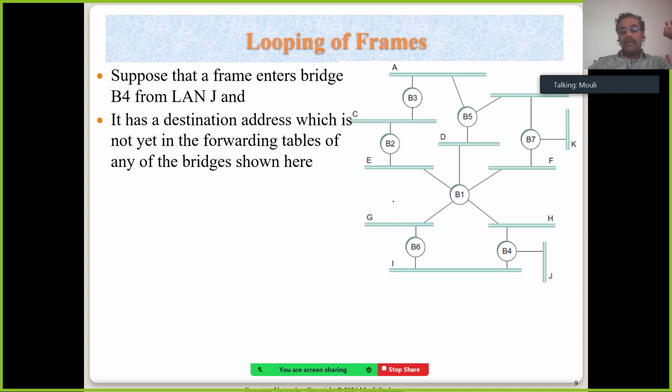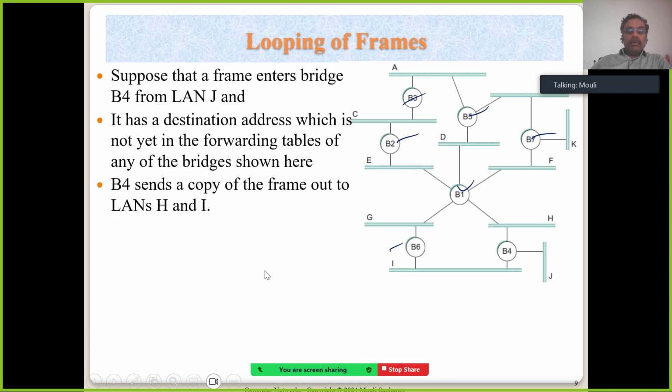None of the bridges are initialized when this LAN comes up. None of the forwarding tables have any entries. They are all empty, and they are going to learn. Now what happens, it is going to do a flooding. Remember, if it doesn't know where the target MAC address is, it is going to flood it. It is going to flood it on these two sides, only these, it will not send it back. That much knowledge it has.